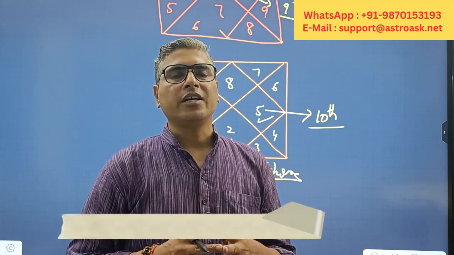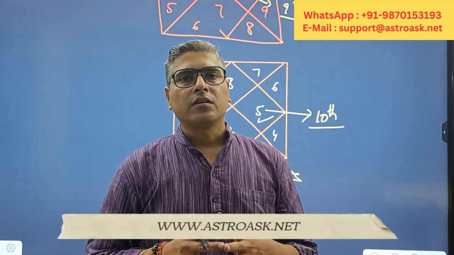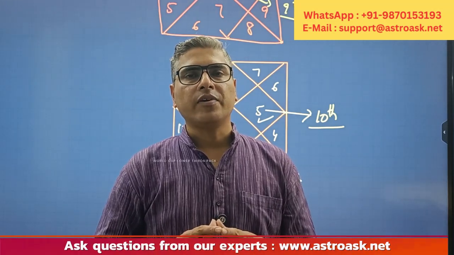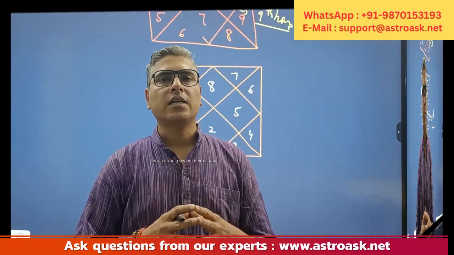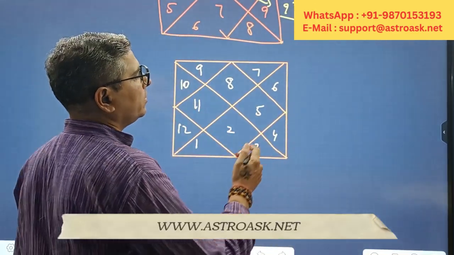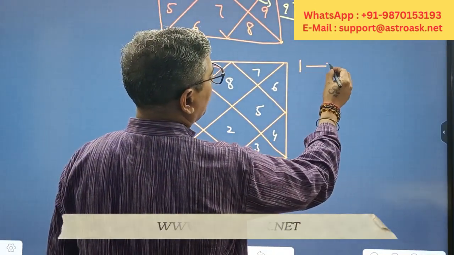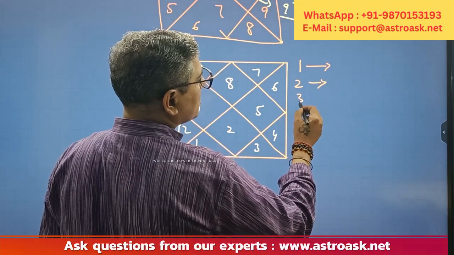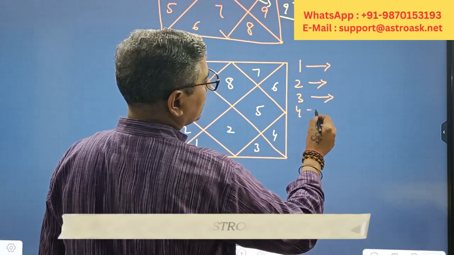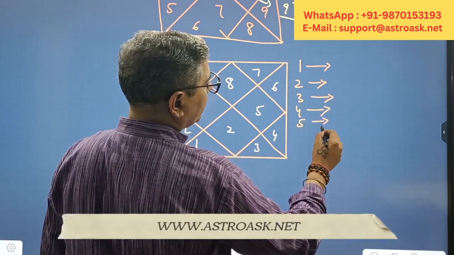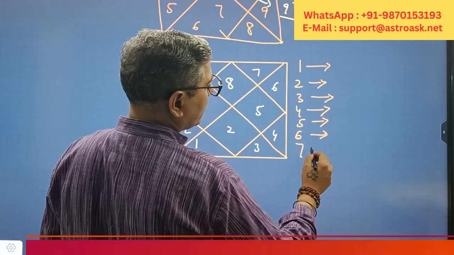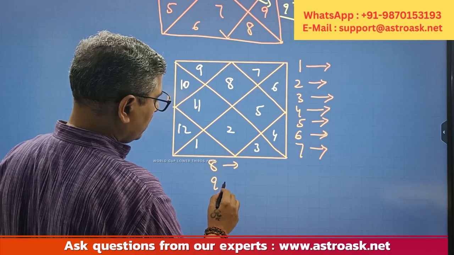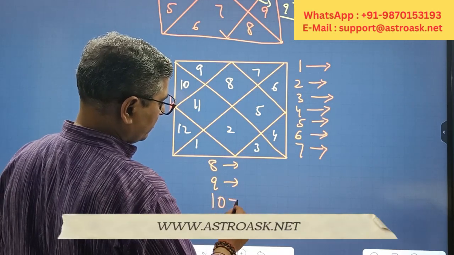Now let's understand the meaning of these numbers and which number belongs to which planet, which is very basic and very important as well. So let's understand the numbers. What is the meaning of number 1 here? What is the meaning of 2? And what planet is the lord of this number? This is 4, 5, 6, 7. Here we can write down 8, 9, 10.